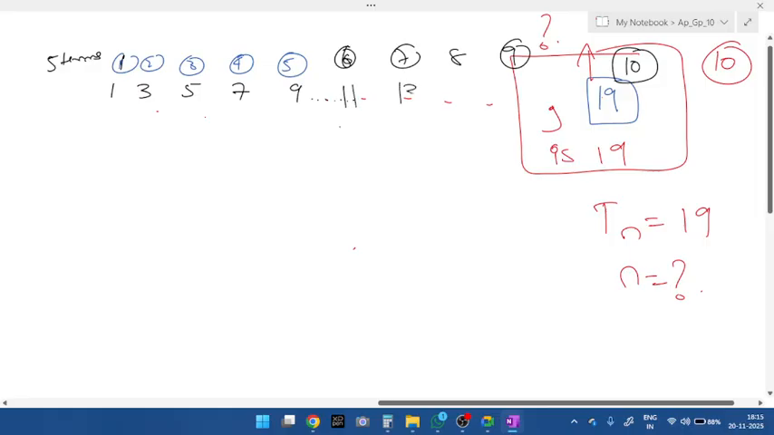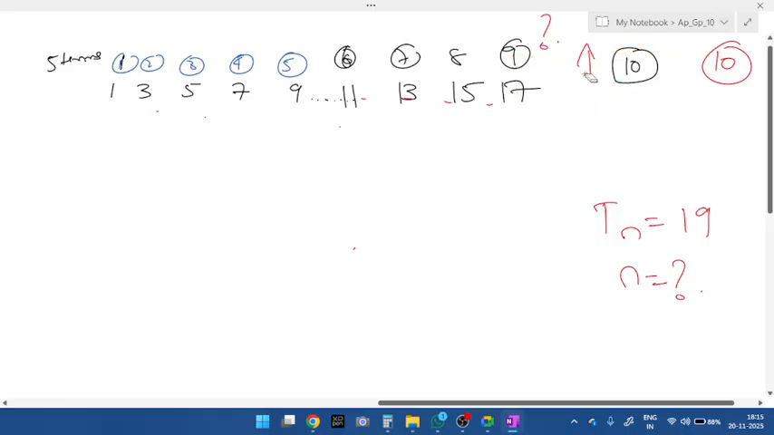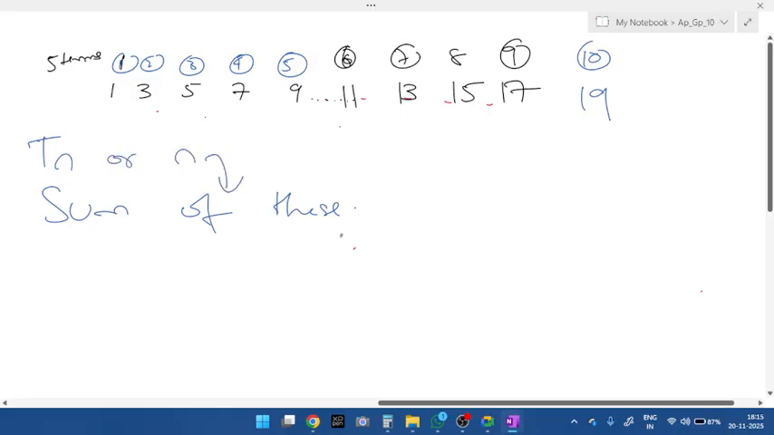11. After 11, 15, 17, 19. So total how many numbers are there? Total 10 numbers. Total there are 10 numbers. 10th term is 19. Now the second exercise is they'll ask sum of these numbers. Sum of these. So the question will be same. They'll ask you to find T of n or n. Once you find the value, next they'll ask you to find sum of these numbers.